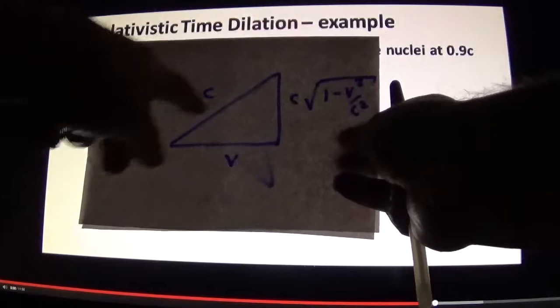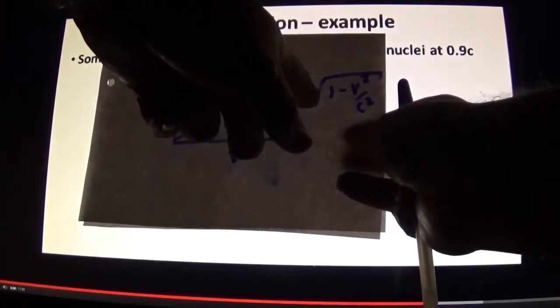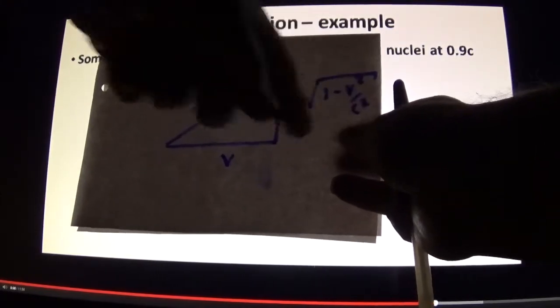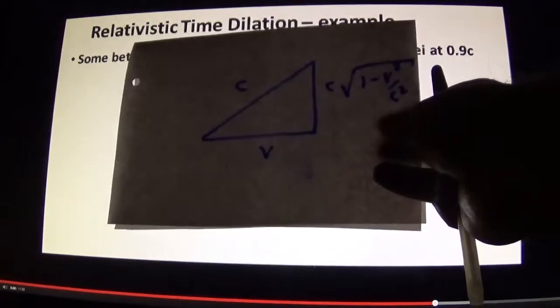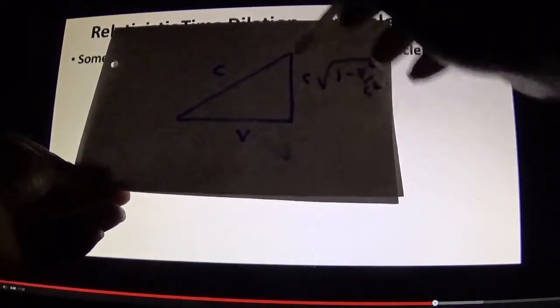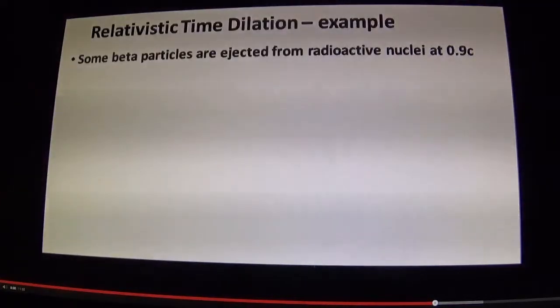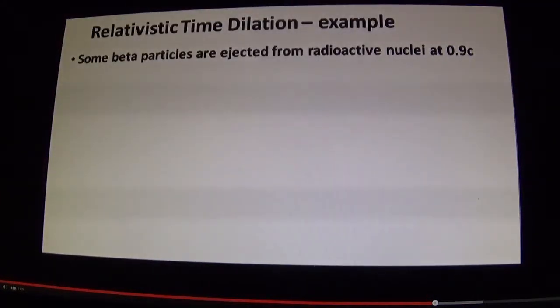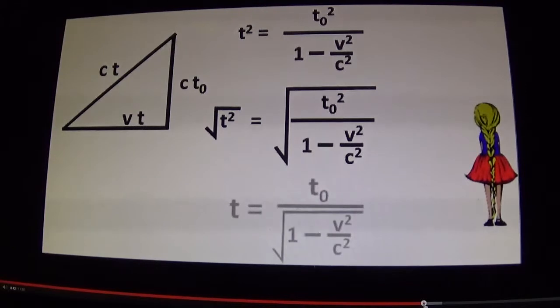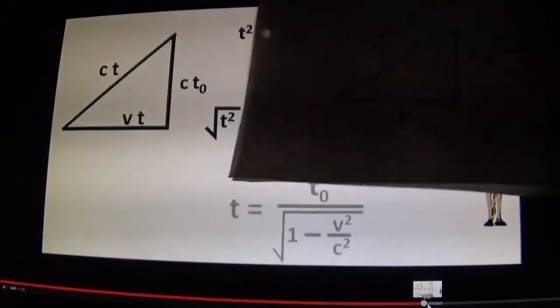We've got C along there, V along there, and C times the square root of 1 minus v squared over c squared there. So what we've got along that direction, we haven't got the speed c. We can try to pull it up again. There's that close, so it's that.